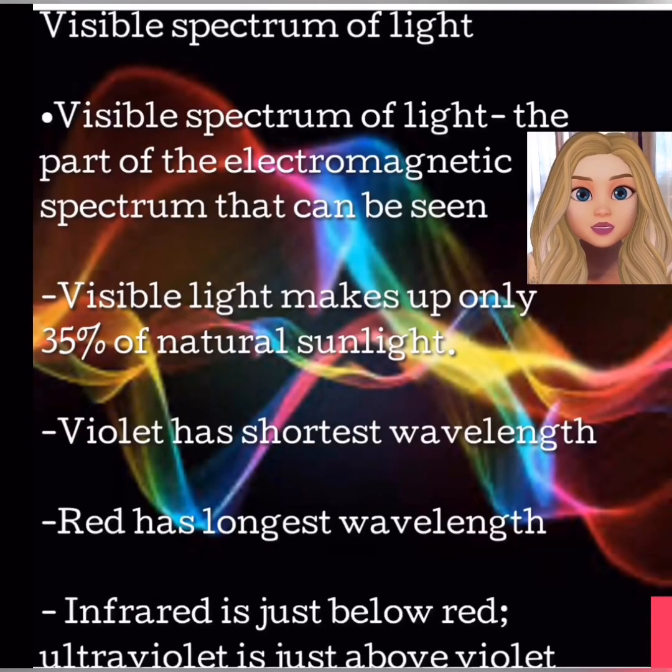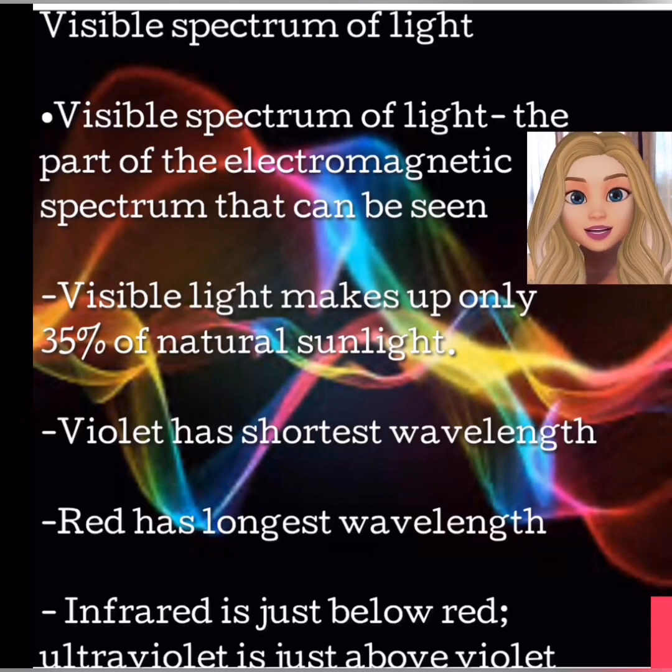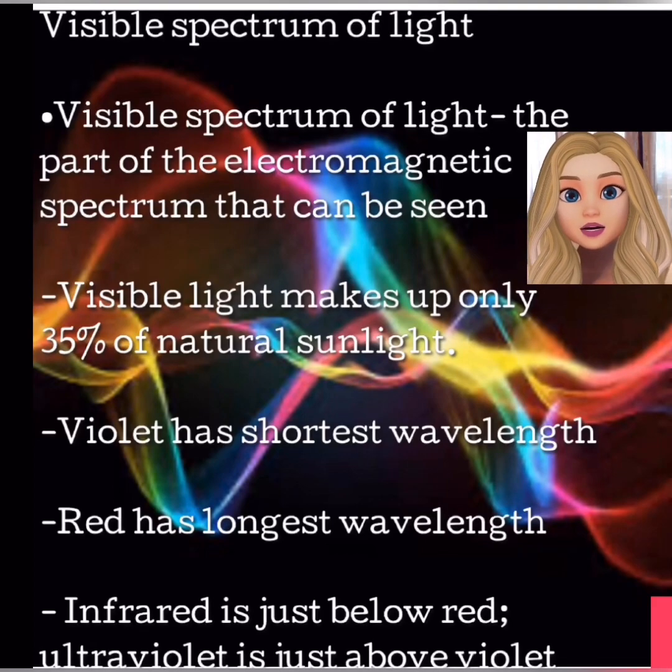Visible spectrum of light is the part of the electromagnetic spectrum that can be seen. Visible light makes up only 35% of natural sunlight. Within the visible spectrum of light, violet has the shortest wavelength and red has the longest. The wavelength of infrared light is just below that of red light, and the wavelength of ultraviolet light is just above that of the violet light.